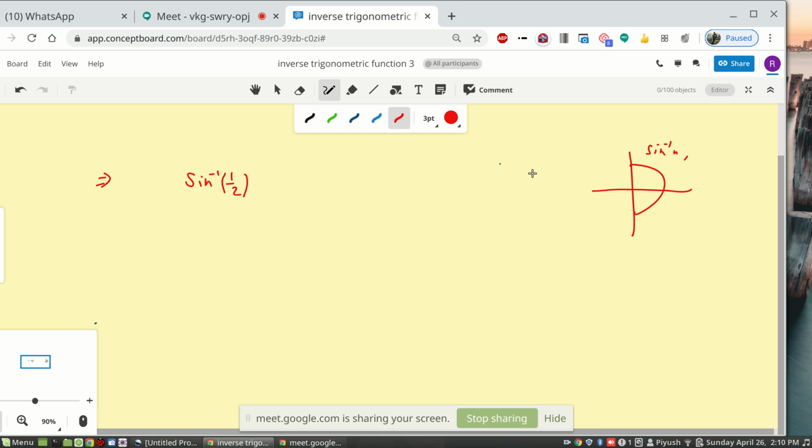So I told you that these three trigo, sine inverse x and his brother tan inverse x and cosec inverse x will lie from minus 90 to 90. Another three trigo will be in this region, so 0 to pi, and that will be cos inverse x and cot inverse x and sec inverse x.